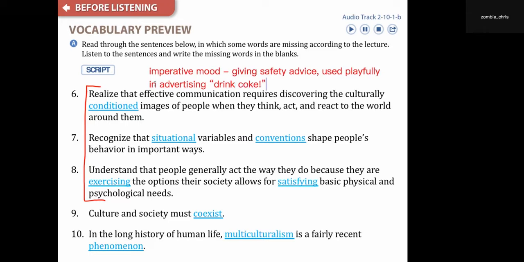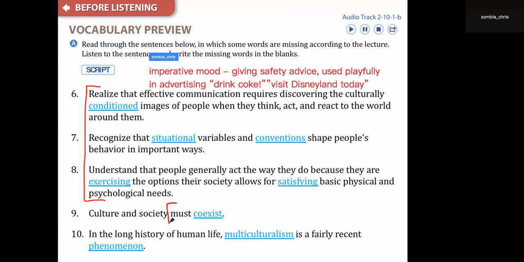Drink Coke. Oops. Or visit Disneyland today. So you will find the imperative being used playfully in advertising, or most commonly when you're giving safety advice or receiving safety advice. But please try to avoid directly translating into the imperative. It does sound very, very strange.